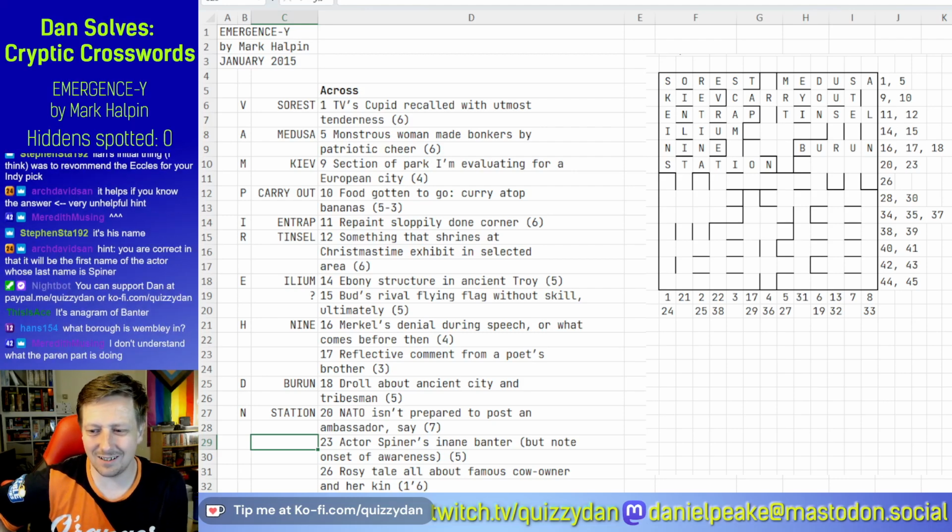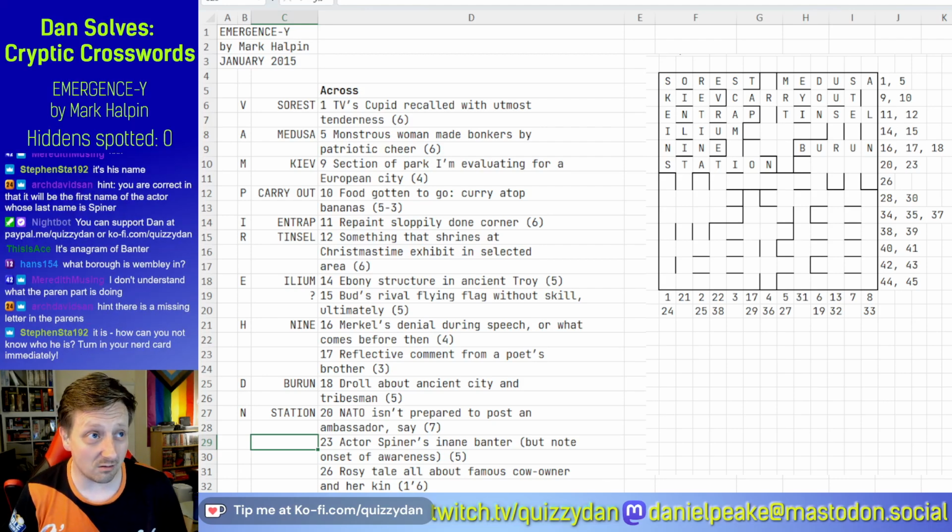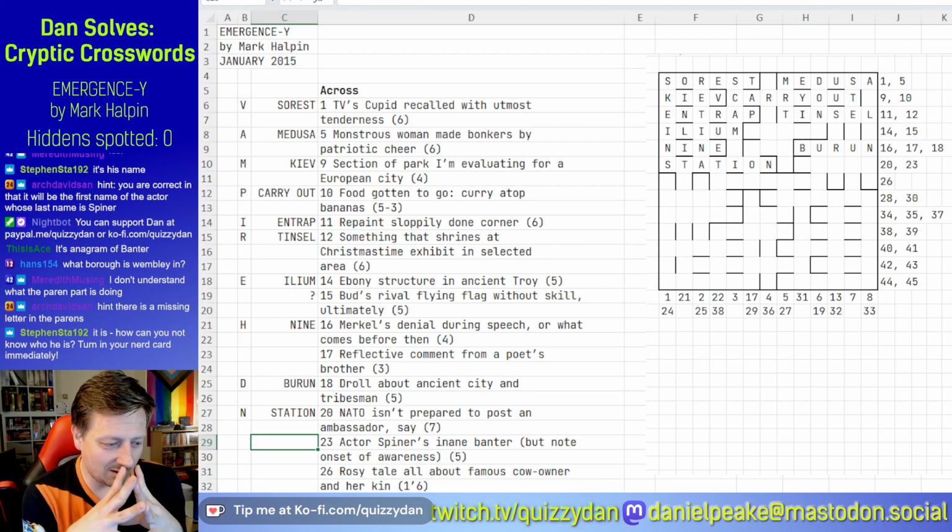Inane banter? What borough is Wembley in? I don't know. I have technically been to Wembley Station. I don't know. Never seen Star Trek Next Generation, I'm afraid.